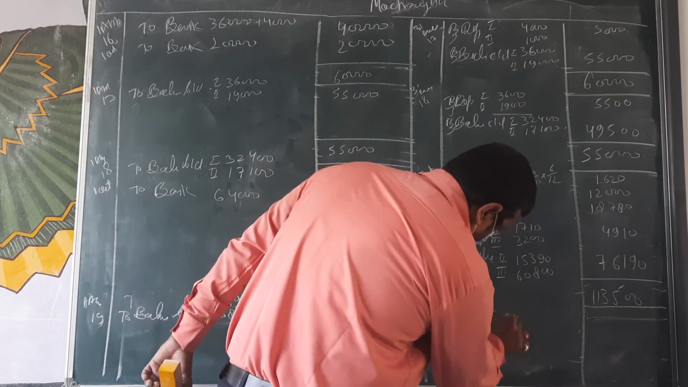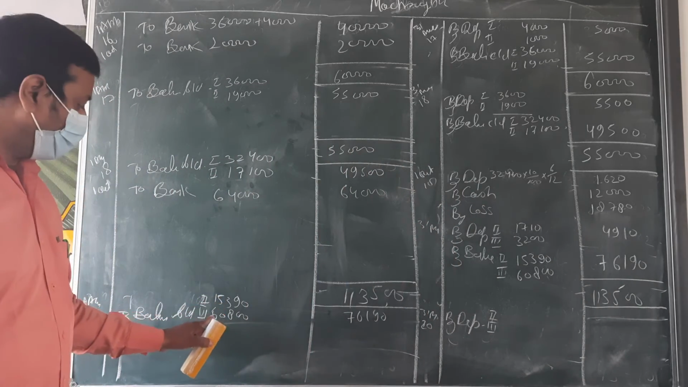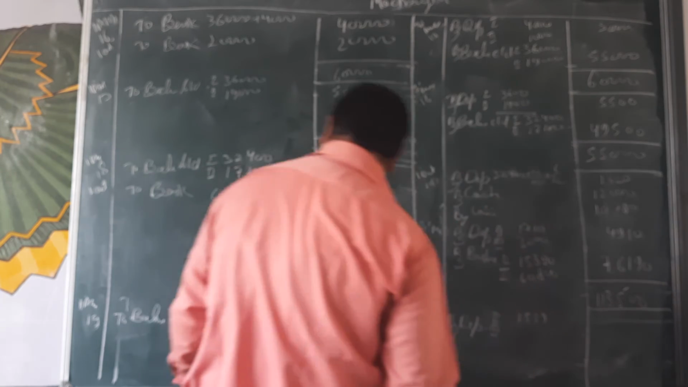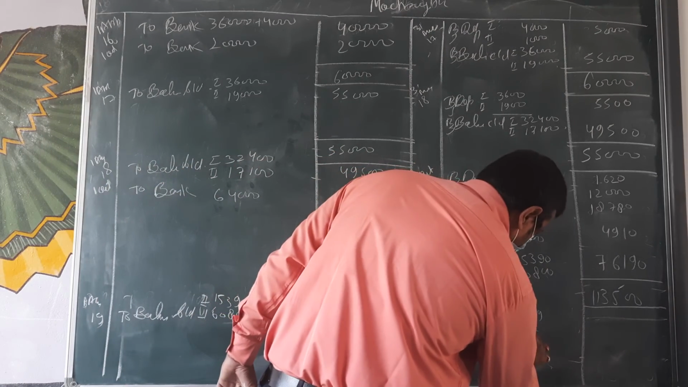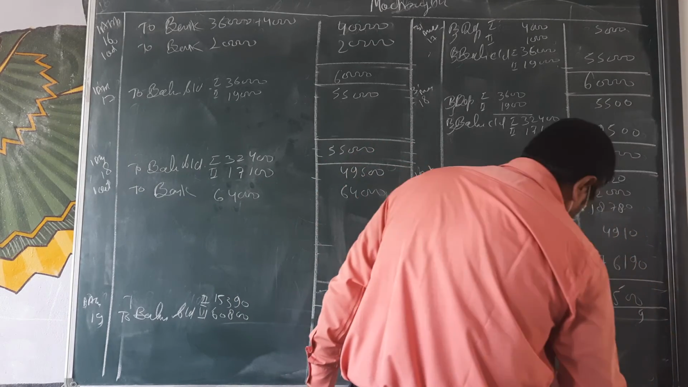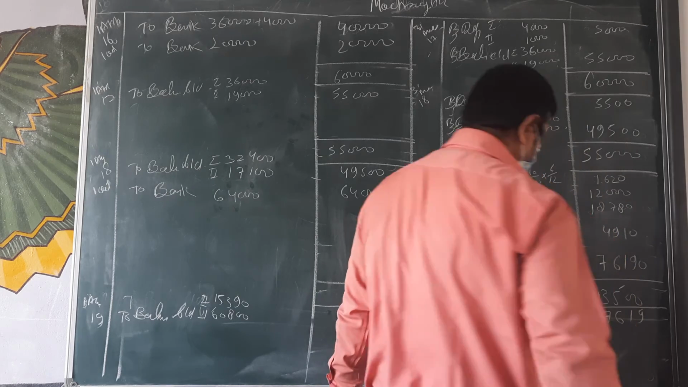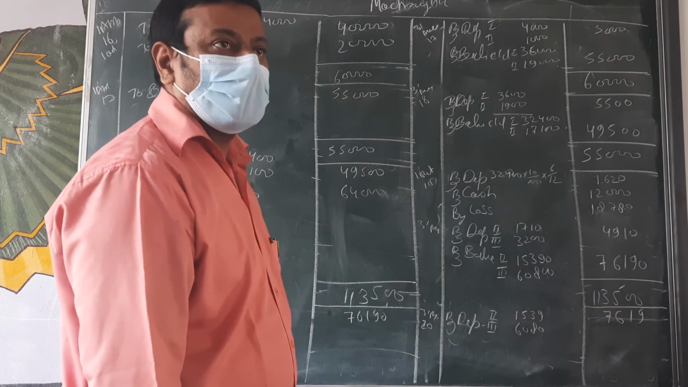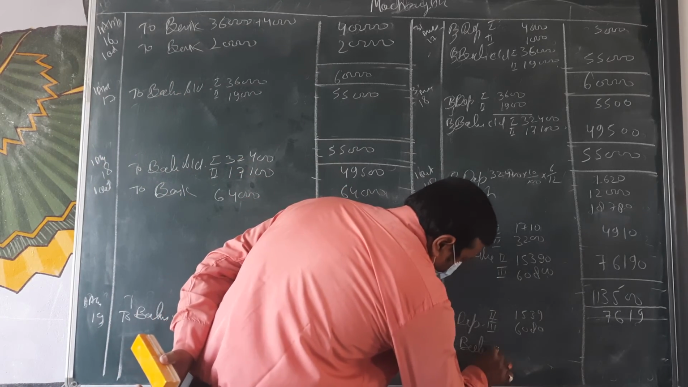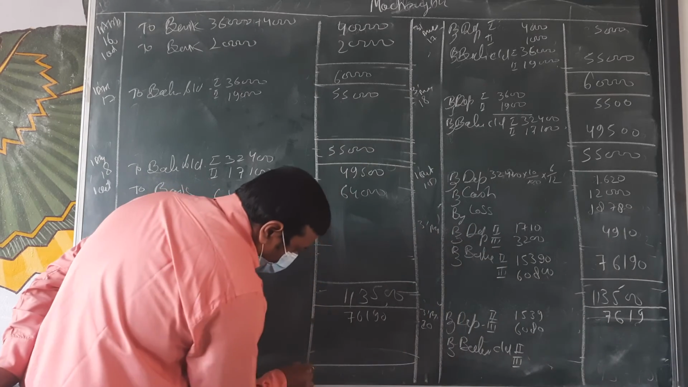Second and third. Now calculate. Second 10%, 1,539. Third 6,080. Total amount on this side 7,619. Then by balance c/d, second and third. Okay, go for balancing fast.